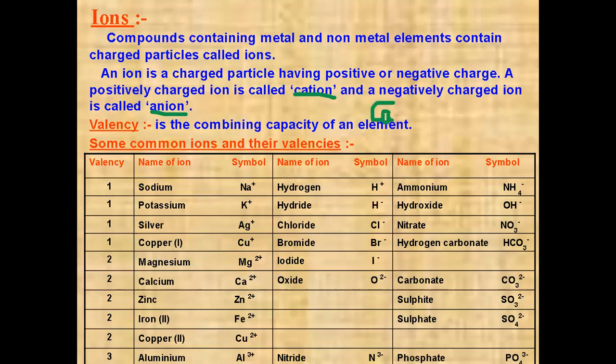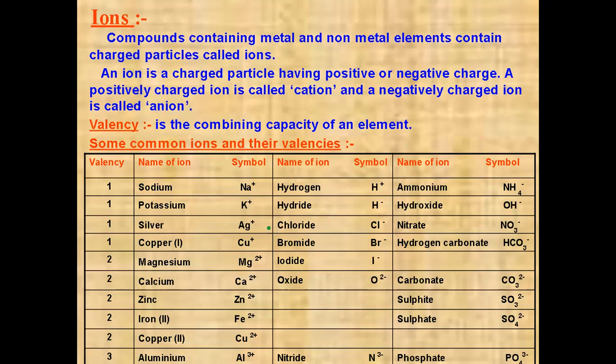Cation. In cation, you can see the T. You can see this plus symbol, right? So this plus indicates the positive charge. The plus indicates the positive charge, and in anion, no plus is there, so it is the negative charge.